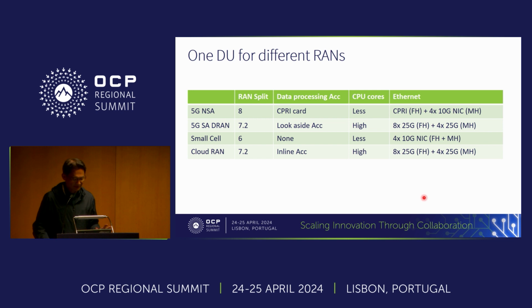And the DU itself also can be configured for different RAN scenarios. So I list the 4 scenarios here. It can be configured by different accelerator cards. For example, you can use Cadbury card, you can use the FEC card, you can use other inline accelerator cards. Also different NIC configuration. So you can use the same server, different configuration, by this way to achieve different RAN split.